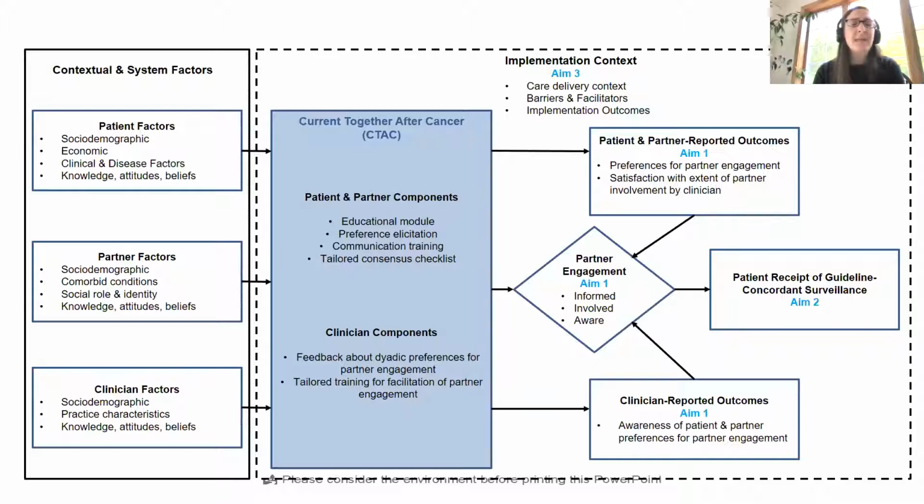So I'm probably not going to go through all of the details of this, but this is their current together and after cancer intervention scheme, and really to try to identify patient factors, partner factors, and clinician factors. Dr. Veenstra had a Hope Foundation grant as well to get preliminary work to design a future study that can be done in SWOG.